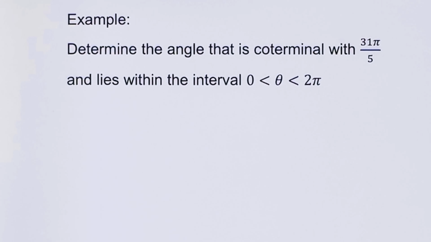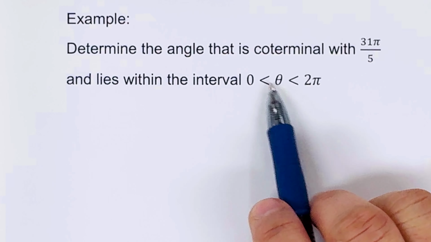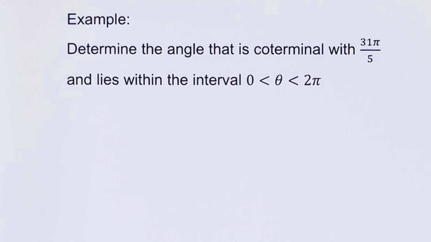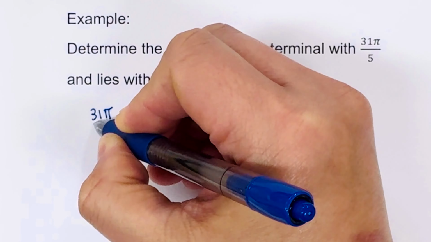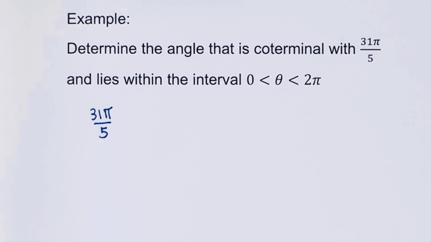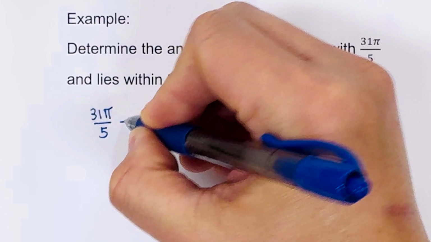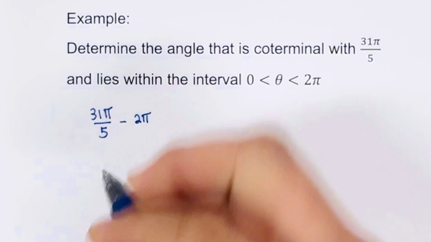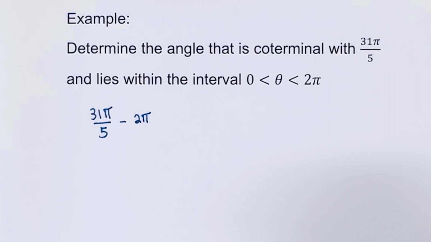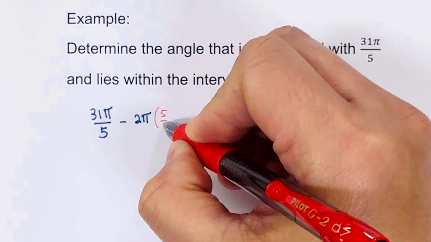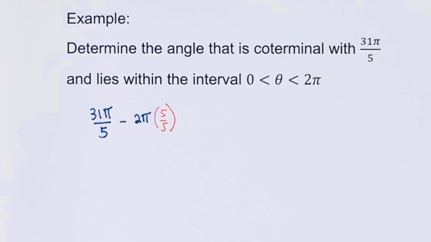In this example right here, we're given 31 pi over 5 and we want the coterminal that lies within this limit. The coterminal angle should be greater than 0 but less than 2 pi. So we're going to start writing 31 pi over 5 down here. To get the coterminal angle, we either add or subtract 2 pi. So in this case right here, we are going to subtract 2 pi. Notice that their denominators are not the same. So I'm going to multiply the second one by 5 over 5. And this would come out.